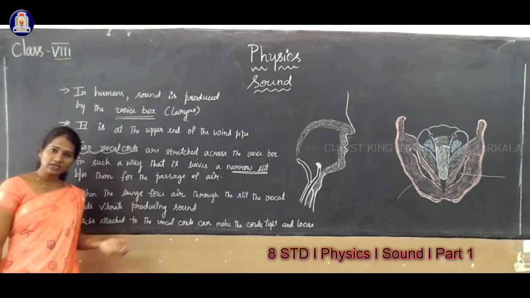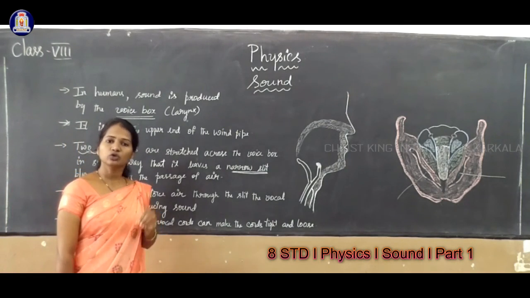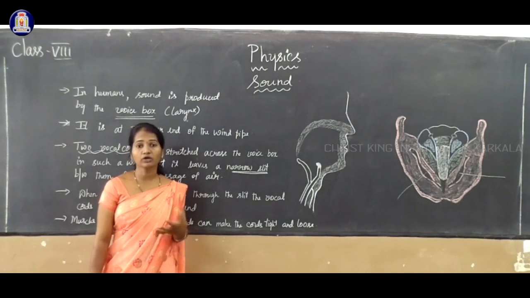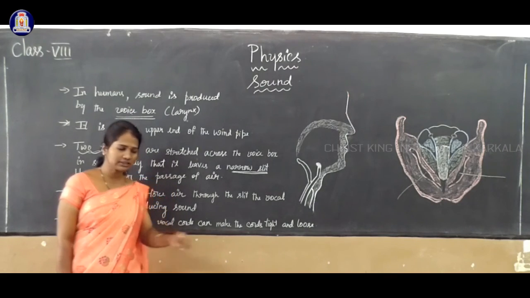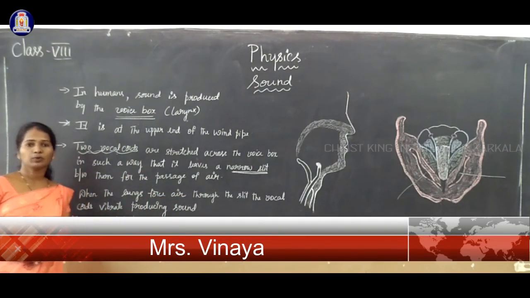Because of the vibration of the vocal cords, as I said, sound is produced due to the vibration of an object. So in human beings, what vibrates? The vocal cords vibrate. Because of that, sound is produced.